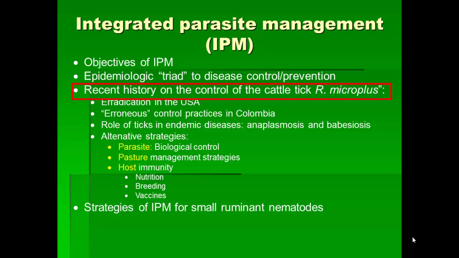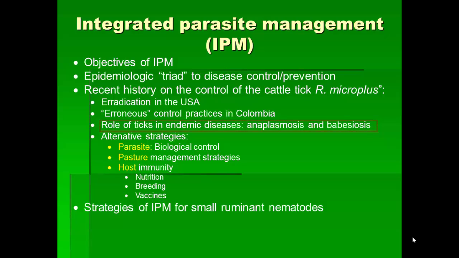The recent history on the control of the cattle tick will include the successful eradication program in the US, which is now saving billions of dollars a year to the cattle industry in that country, since it was declared free of bovine babesiosis, which is now obviously considered a foreign animal disease. We will also talk about the conventional methods of control in Colombia, which have, I would say, made almost every acaricide now useless, because ticks have become resistant to most of them. And another issue that is many times overlooked, at least in our country, is the important role that ticks play to achieve endemic stability for diseases like anaplasmosis and babesiosis.